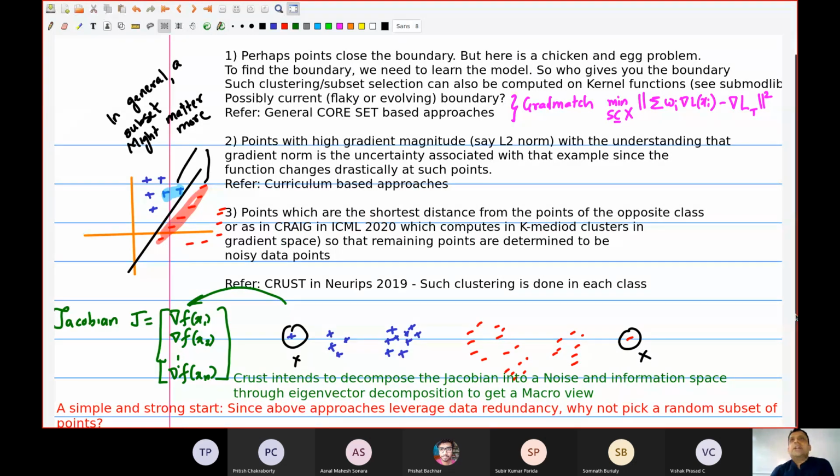Okay, so there's a suggestion that if the number of points in the boundary are not very few, you will anyways pick those up as part of the random scheme. So yeah.